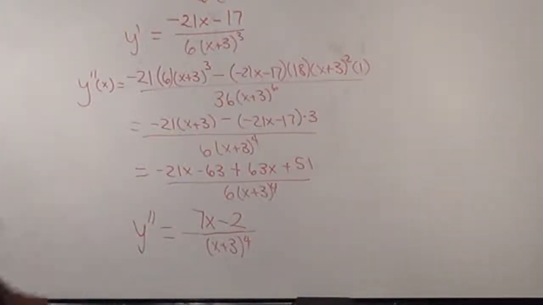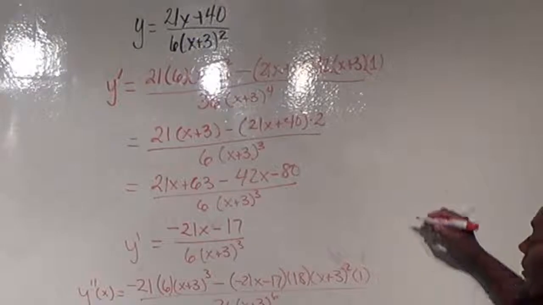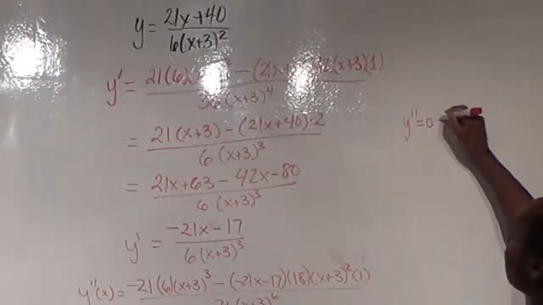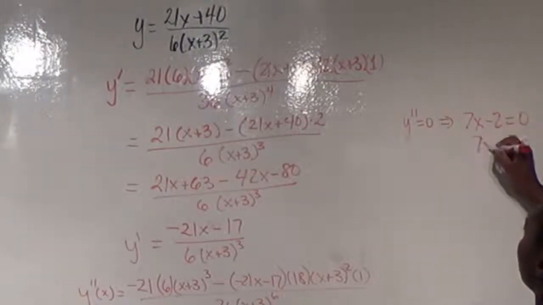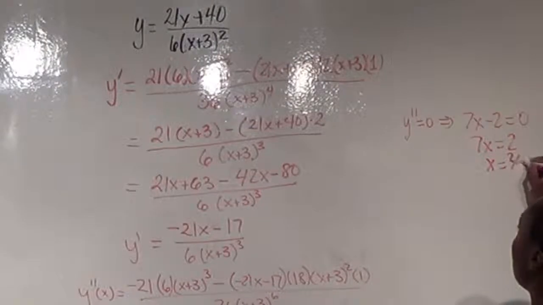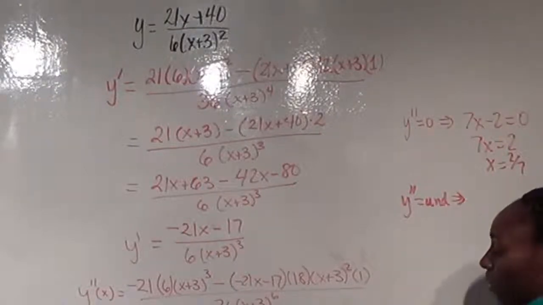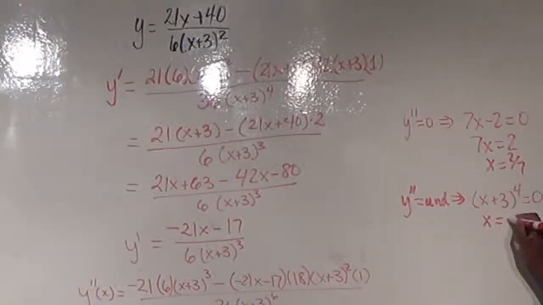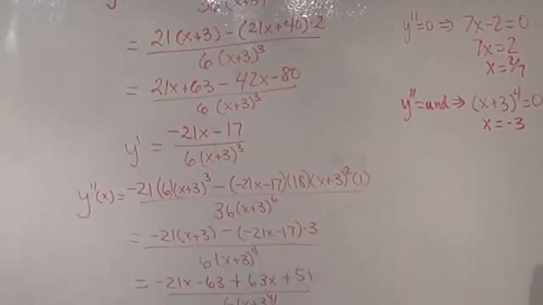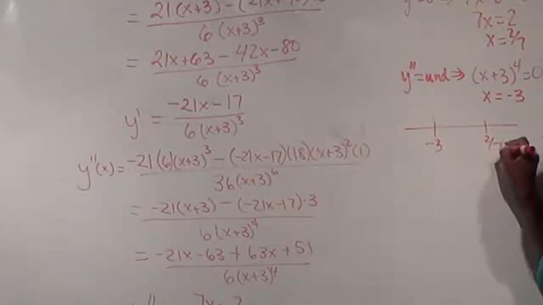Okay. Now with the second derivative, again, we want to find the critical values. So we're going to look at when y double prime equals 0, which will happen when the top is 0. So 7x will equal 2, or x equals 2/7. And when it's undefined, that'll happen when the bottom equals 0. Okay, and here we can see that's going to happen when x is negative 3. So on our number line, we have a negative 3 and a 2/7.